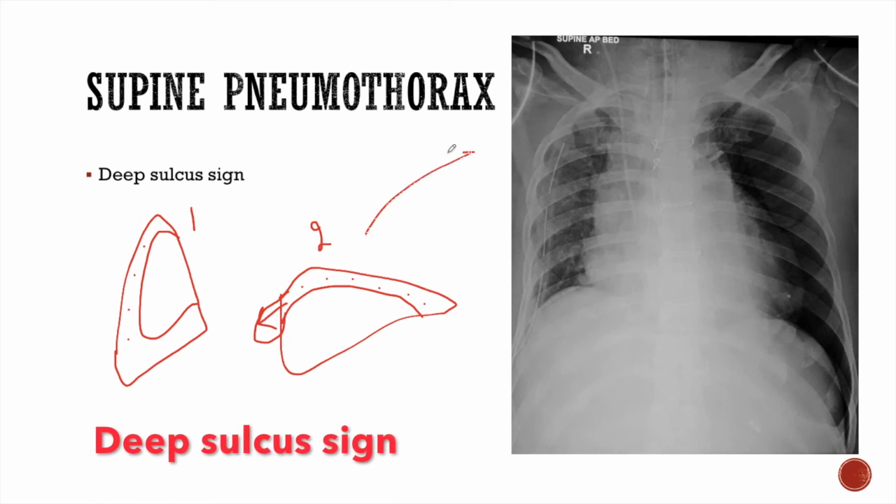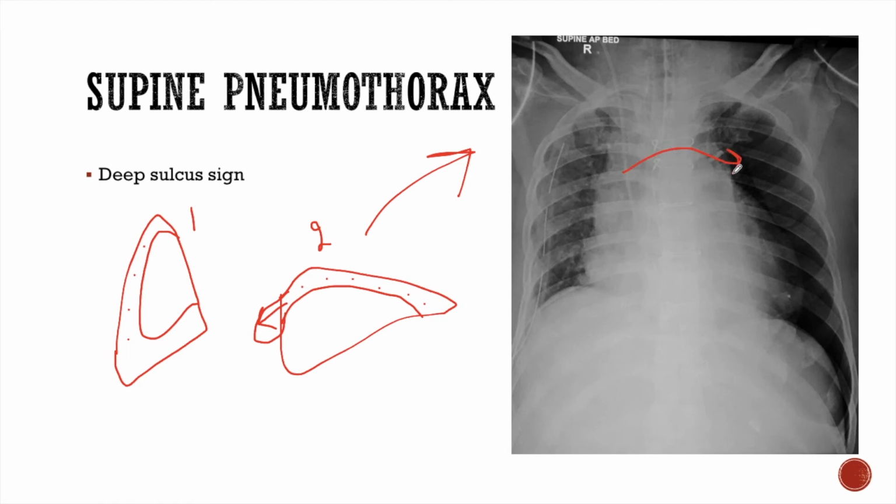Now look at this X-ray. In this X-ray we can see that the left lung is more hyperlucent than the right side, and we can see that the costophrenic angle in the left side is shifted downwards and looks deep. This is called the deep sulcus sign, and this is the feature of supine pneumothorax.